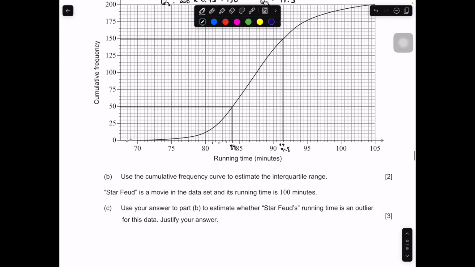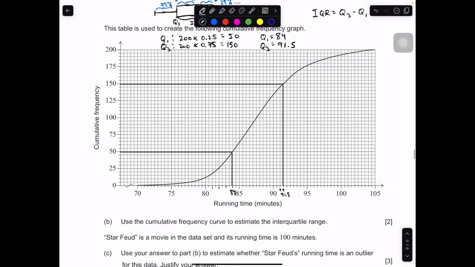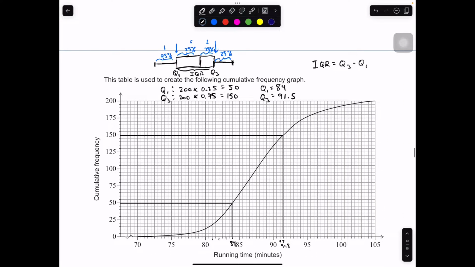Let's see, use a cumulative frequency curve to estimate the interquartile range. So interquartile range, Q3 minus Q1, and this is going to give us a value of 7.5. Okay.